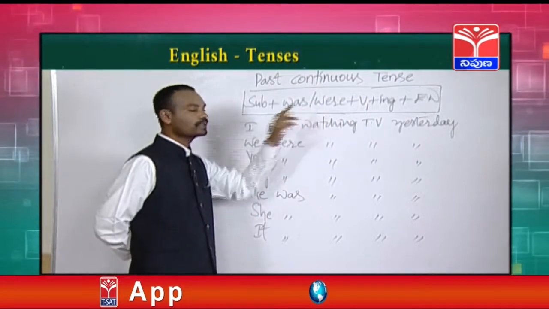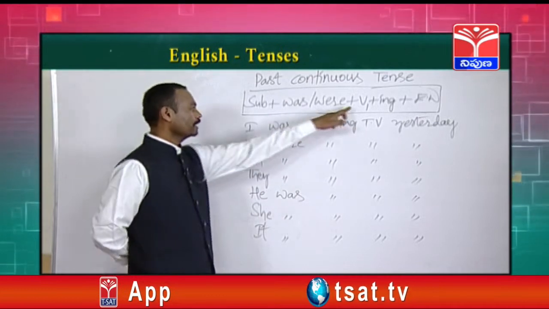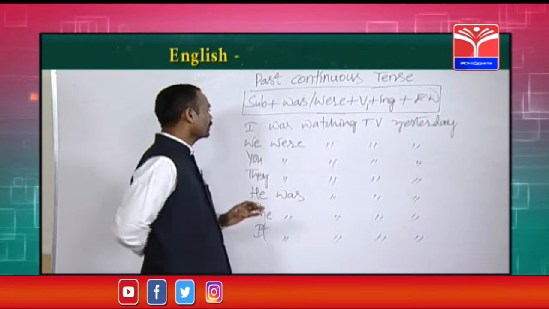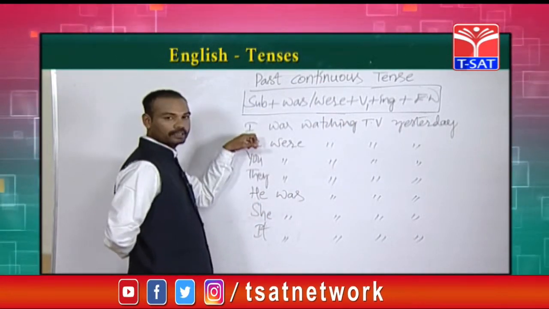Was and were. These two words are called helping verbs. In past continuous, there are only two helping verbs. Then in past continuous tense, we should always use the ing form. Never forget it. Now let's write sentences. This is one example. Subject: I.